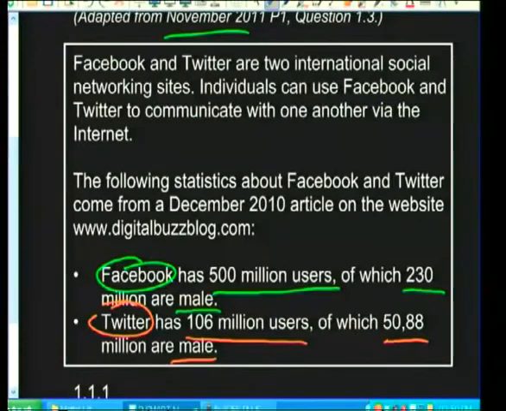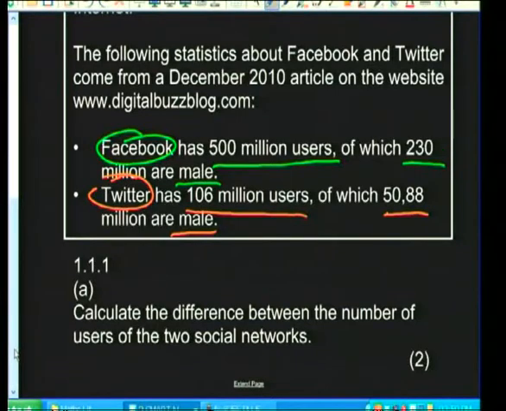Got that? Okay, so we've looked at Facebook, and we know there's Twitter. We know there are 500 million users on Facebook, of which 230 million are male. Twitter has 106 million users, of which 50,88 million are male. Because we know the male, we can work out the female. How? It's quite simple: we take our total minus the male, and that will give us our female users. I'm sure that's going to be one of the questions. So now, let's look at our very first question.